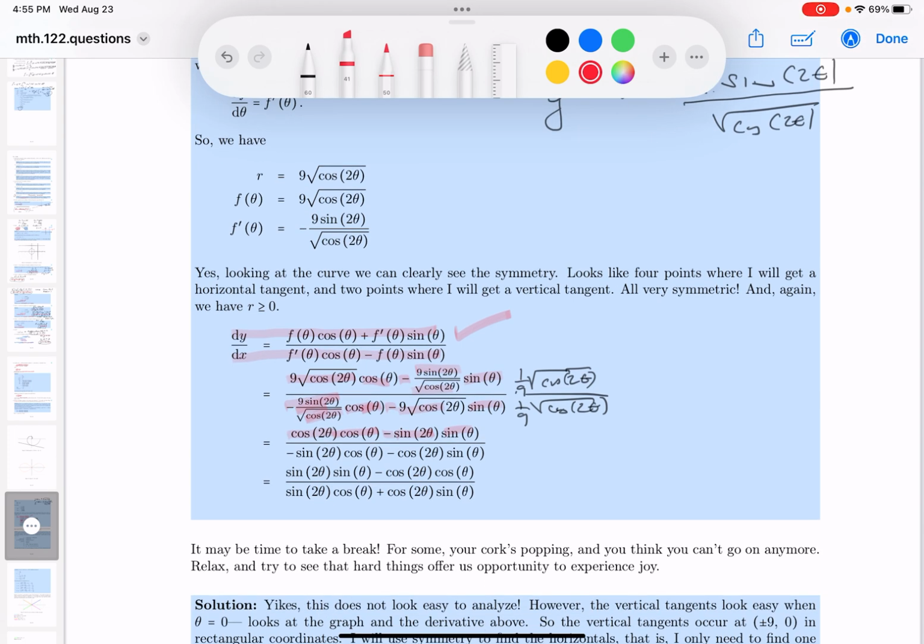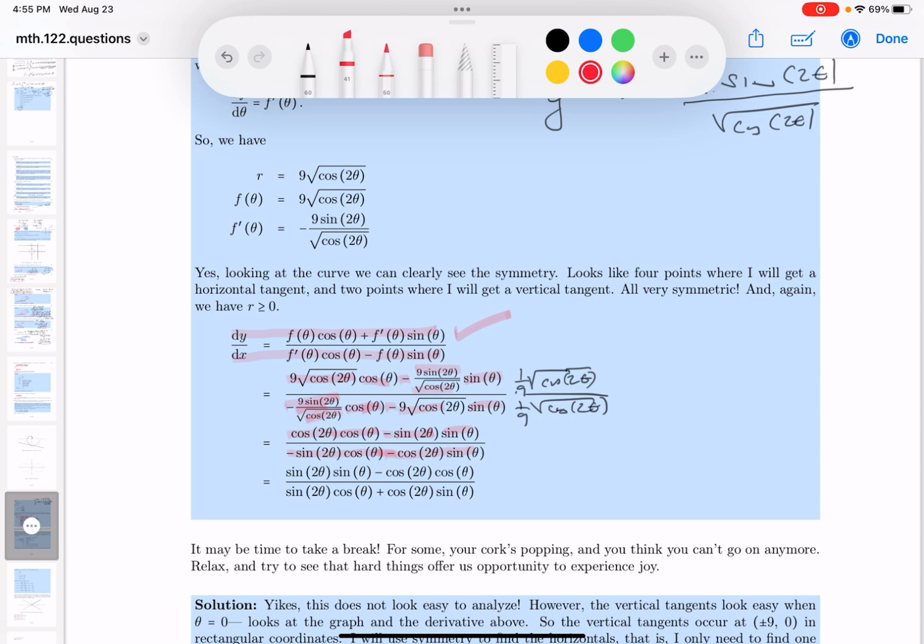What do you get? Let's see, the 9 disappears. The denominator of root cosine 2 theta disappears. We're left with minus sine 2 theta, cosine theta. All right, then what do you get? Well, the 9 disappears, right? You still got my subtraction. The root of cosine 2 theta times the root of cosine 2 theta is cosine 2 theta sine theta. This worked out pretty nicely, all right?